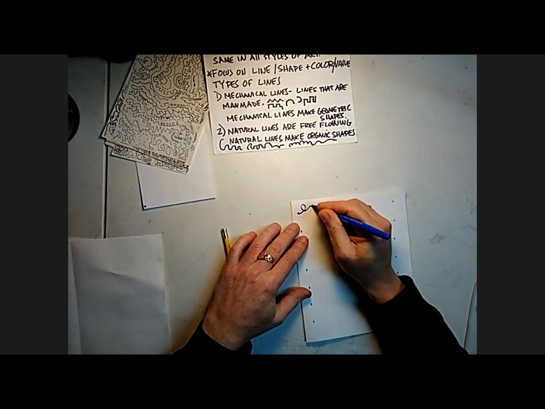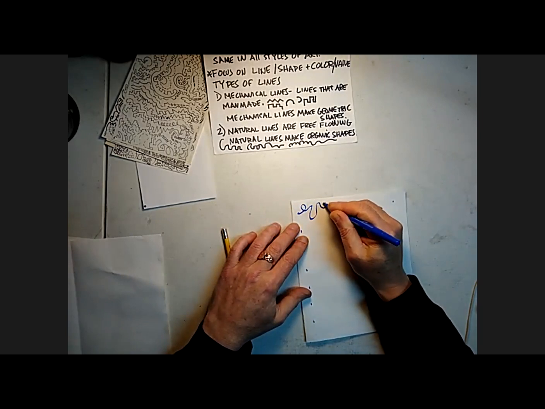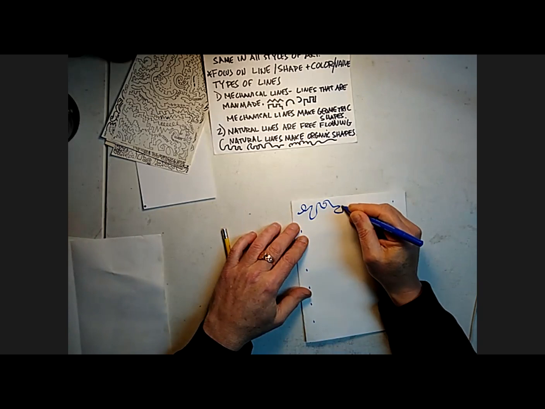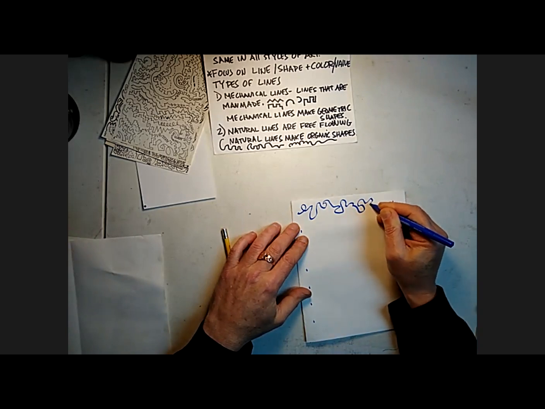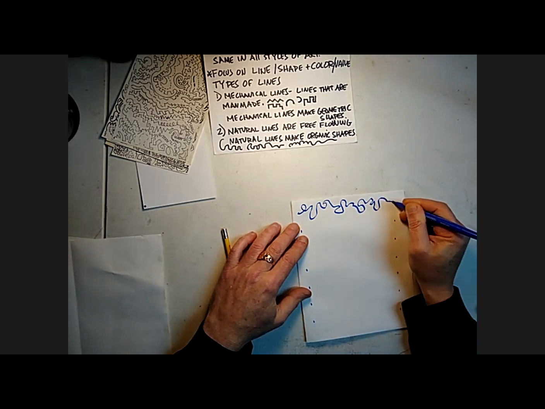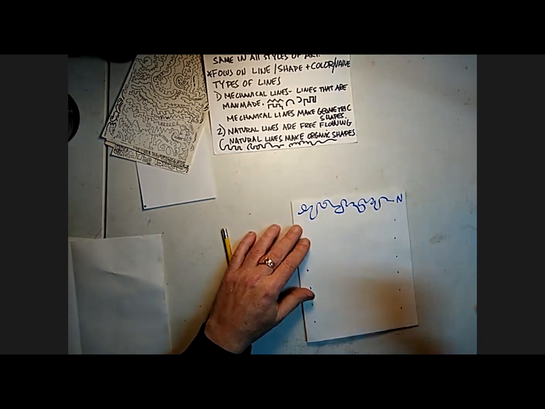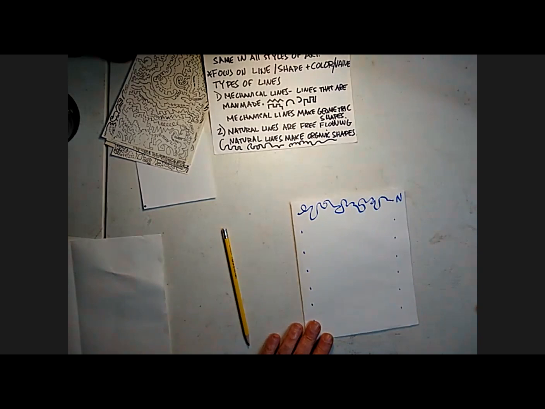They could cross over. You could do really anything you want. It's free form. There's no geometric shapes. It's not predictable. It could go any way you want. And I would just have them put an end there. That's a good example of a natural line.